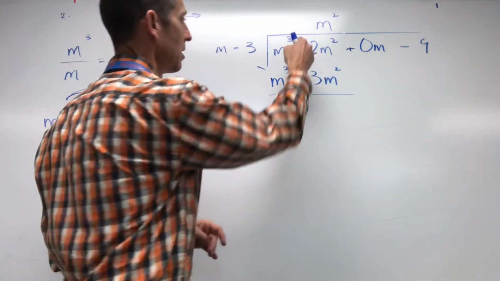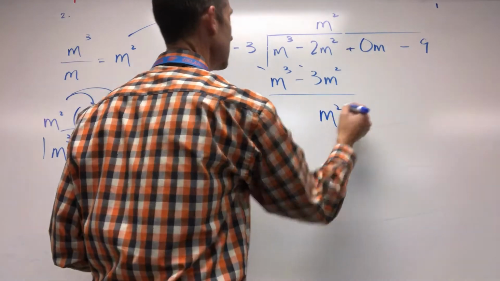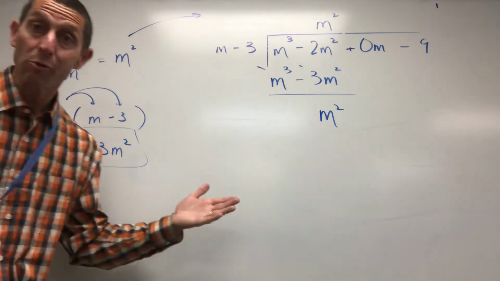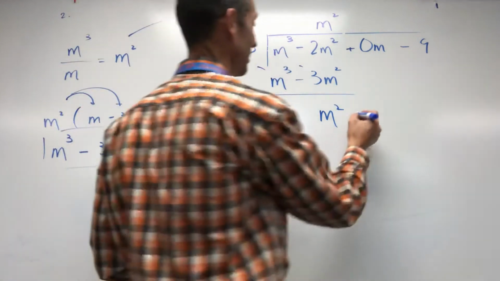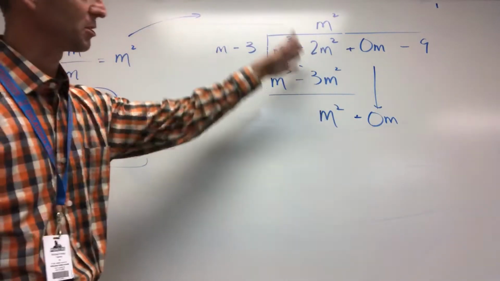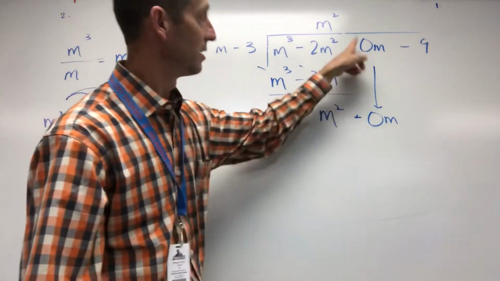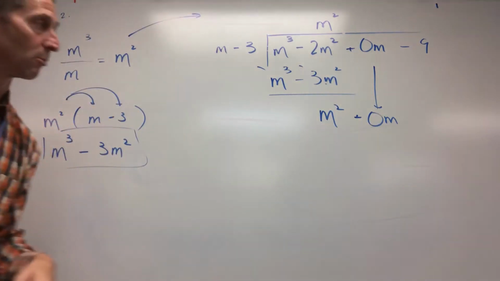So subtract, subtract, negative 2 minus negative 3, negative 2 plus 3. That's just m squared. Now it's going to look a little crazy. We're dropping a 0 down. I like putting the letters in there just so I keep it organized. You know, m squared, m squared, m squared, m squared. Just m, just m. It helps keep things organized.